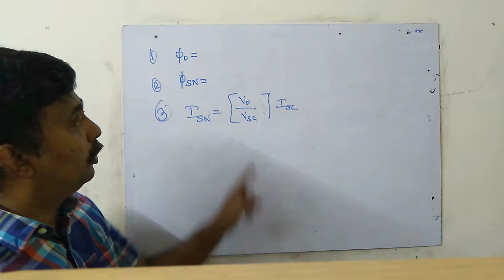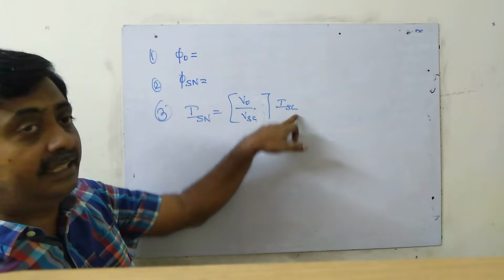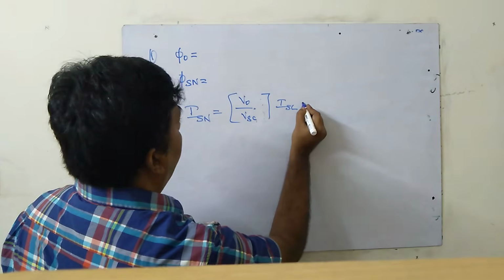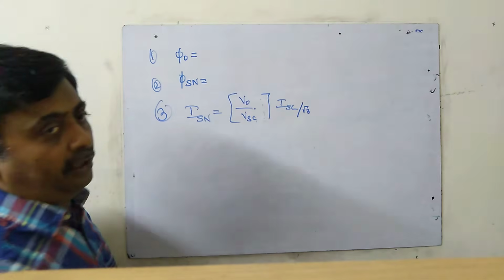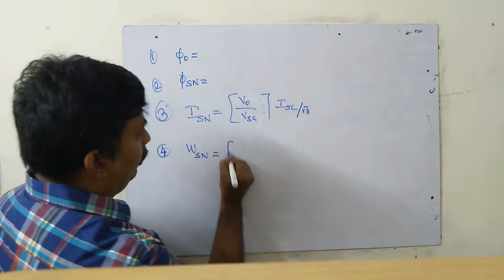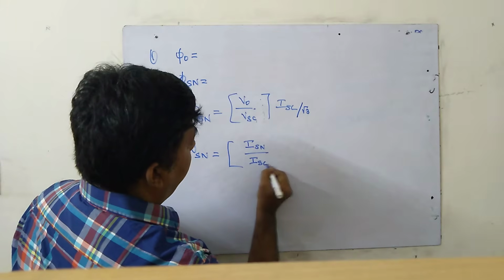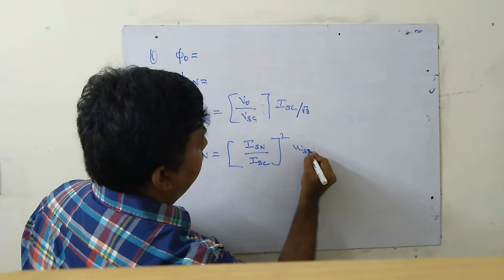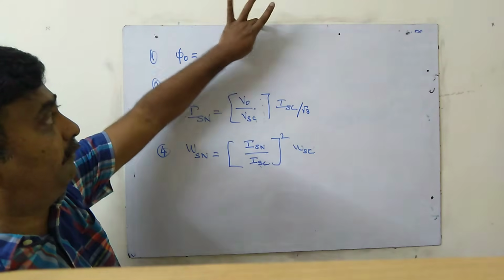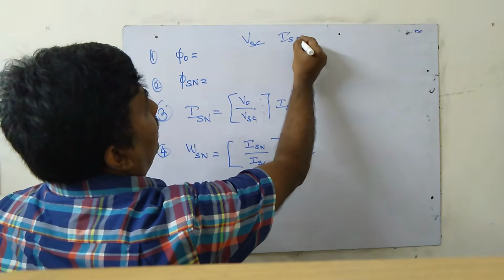For a delta connected network, the line voltage equals the phase voltage, no issue. But the line current is what we have measured. How to calculate the phase current? We have to divide by root 3. Similarly, for WSN in a delta connected motor, WSN equals ISN divided by ISC, squared, into WSC. In this formula, the known voltage is the given voltage in our blocked rotor test. In the blocked rotor test we will know VSC, ISC and WSC.